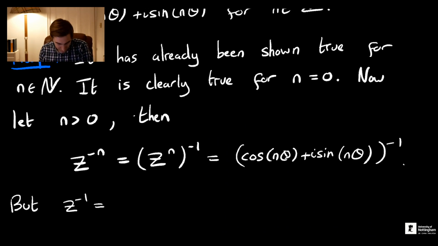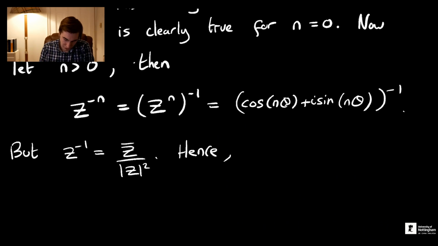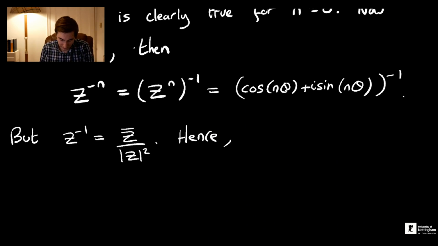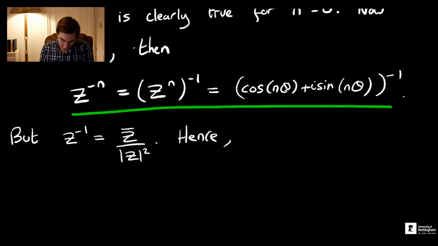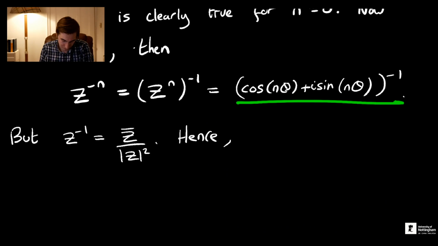So acting on the complex plane, division by z is the same as multiplying by z bar, the complex conjugate, and then scaling down by a factor of the modulus of z squared. If we use that formula, we can substitute it into this thing. Here we've got effectively z to the power of minus 1. This is a general formula.